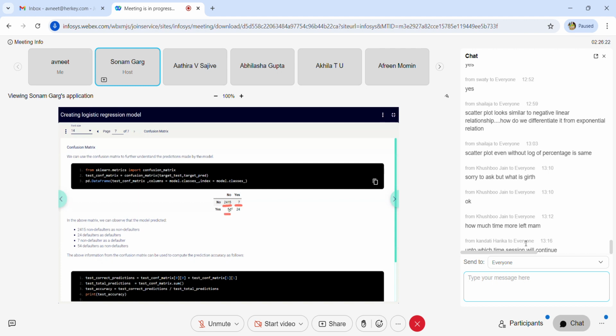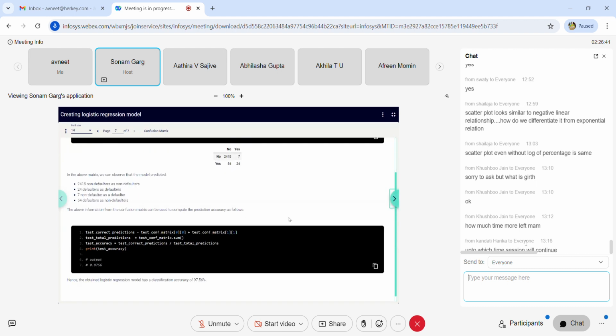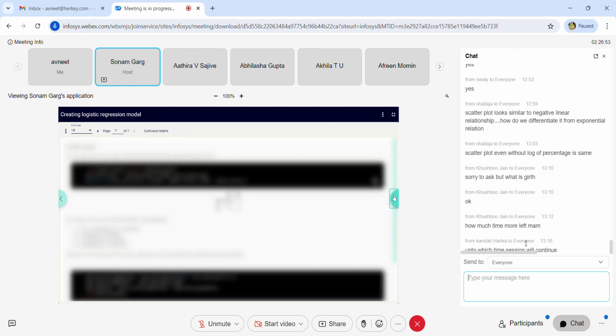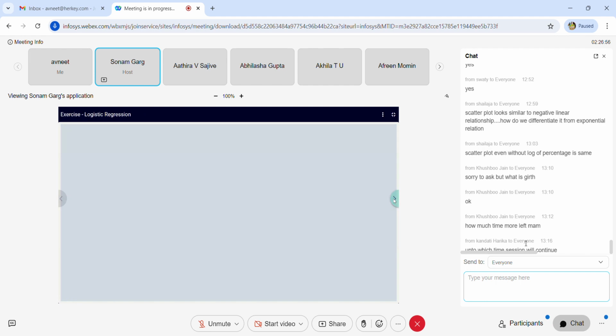54 defaulters were predicted as non-defaulters. Like this you can read, and you can go for accuracy of this as well. The accurately predicted instances were on the diagonals, this and this. Take a sum of this and divide it by all, you get the accuracy. Accuracy from the confusion matrix is again coming to be 97.56. Earlier, how we checked this using score is also coming to be nearly this. These are different ways of finding the accuracy of the model, of validating the model.